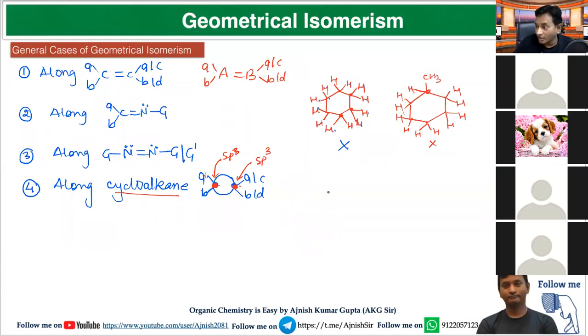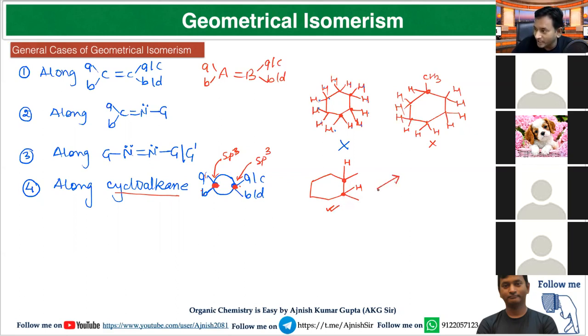Now think about this molecule, beta. If I have 1,2-dimethyl cyclohexane, will this molecule show GI or not? Yes, because here 2 sp3 carbons have different substituents. This carbon has hydrogen and methyl. This carbon has hydrogen and methyl. The condition in cycloalkane is that at least 2 carbons must have different substituents. That means this molecule will show GI.